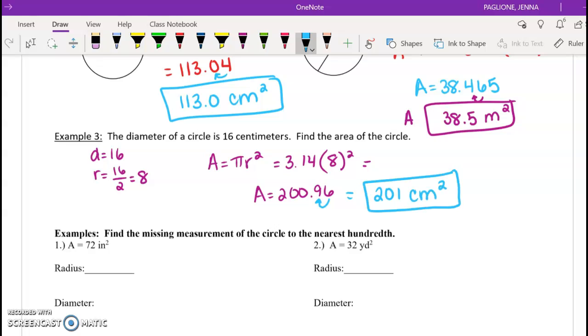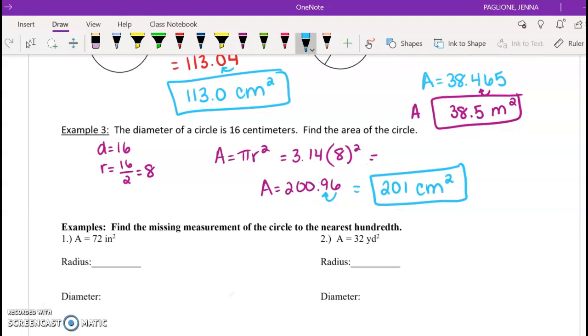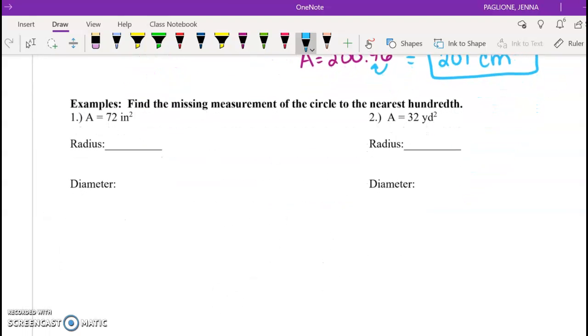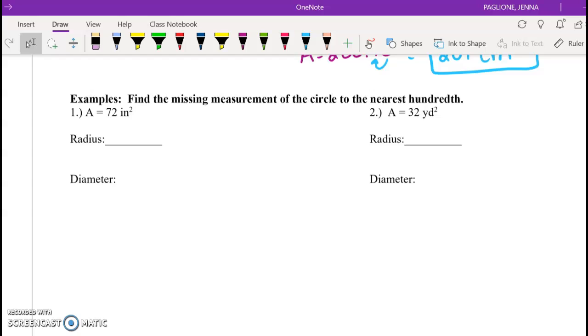All right, for finding the missing radius and diameter, we actually have to work backwards. These are going to use the square root button in our calculator. First, we're going to write down the area formula. Area is pi r squared. Plug in the area. So 72 is my area. I'm going to plug that in for area.